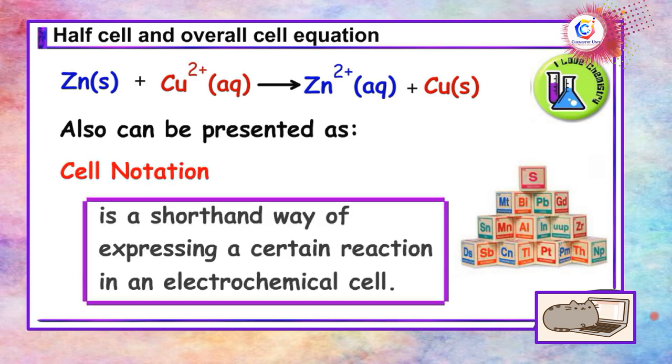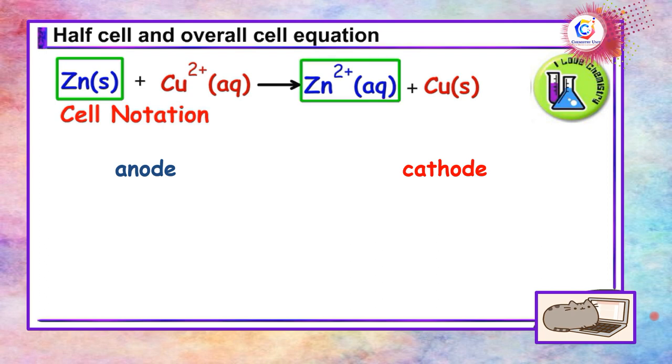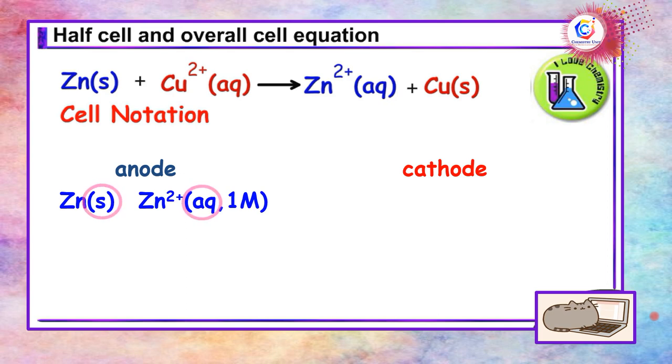A cell notation is a shorthand way of expressing a certain reaction in an electrochemical cell. The anode half cell is written on the left side, whereas the cathode half cell is on the right side of the cell notation. Since zinc atom dissolves and produces zinc 2 plus ions, zinc electrode is written first at the left side and followed by zinc 2 plus ion. Since zinc electrode is in the solid state while zinc 2 plus ion is in aqueous, the single vertical line is written to represent the phase boundary.